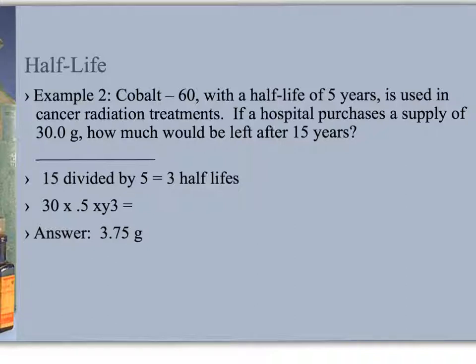Here we have an example of Cobalt-60 that has a half-life of 5 years. It's used for cancer treatment. If a hospital purchased a supply of 30 grams, how much would be left after 15 years? Its half-life is 5 years. 15 years has gone by. We take 15, divide it by 5, and we see that the cobalt would have divided in half 3 times. We take our 30 grams times 0.5 x to the y, 3, and we should have 3.75 grams remaining.